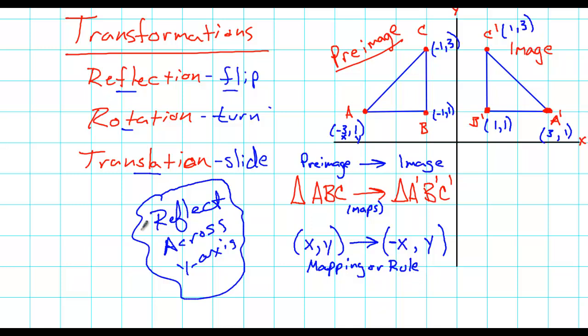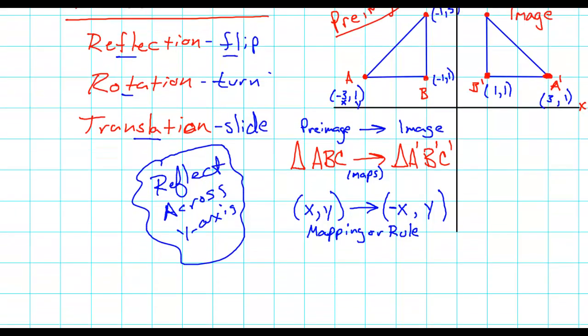So that's for the y-axis. There's also a mapping or a rule for the x-axis. There's also a mapping or a rule for reflection across the line y equals x, which again is the diagonal line that goes through the origin. So we'll talk about those in class more.